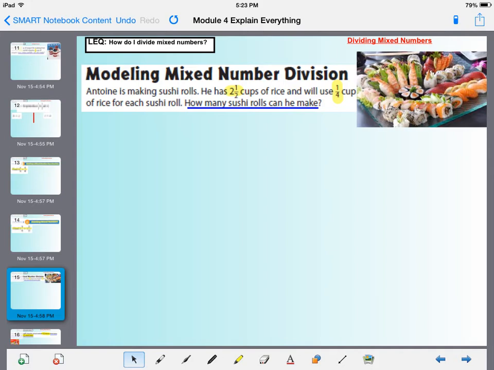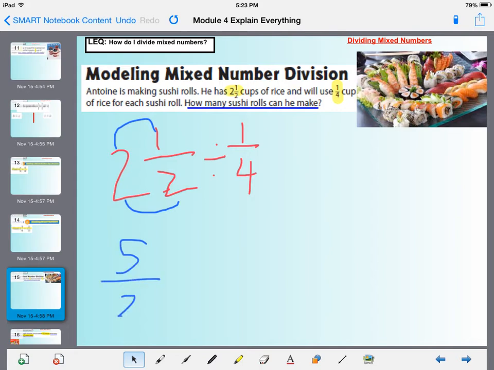He has a total of 2½ cups of rice. And if he's using 1/4 cup of rice for each sushi roll, we're going to divide that by 1/4. We really want to know how many fourths we need to complete the 2½ cups of rice. Well, let's go ahead and do the circle dance since we have this mixed number. 2 times 2 is 4 plus 1 is 5.